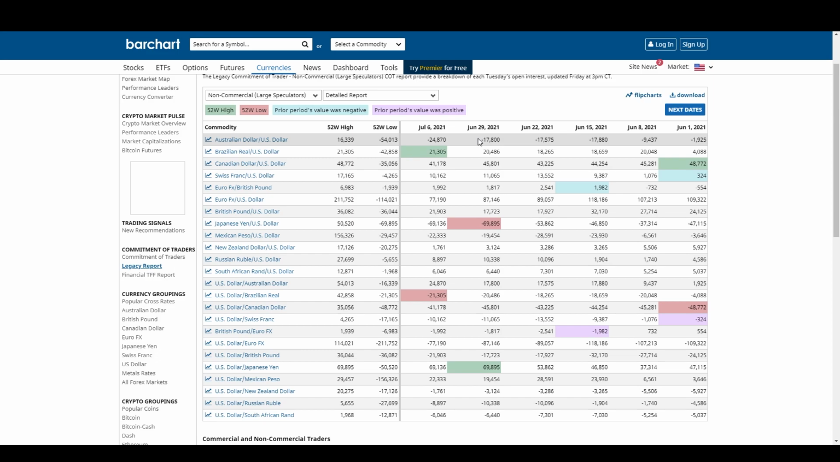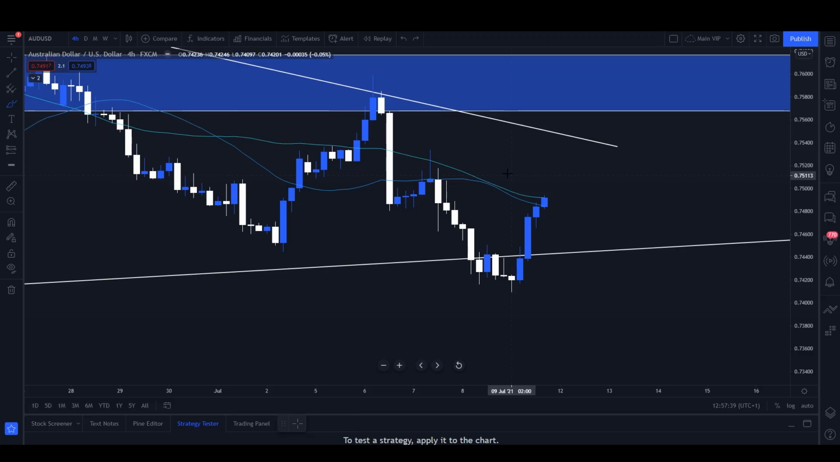And I'm fairly confident with this trade, because if we have a look at the hedge funds, 17,500, 17,800, and now 24,000. So they're selling off Aussie pretty heavily, and it will likely continue shooting towards the downside. The likely bias is definitely towards the downside rather than the upside.